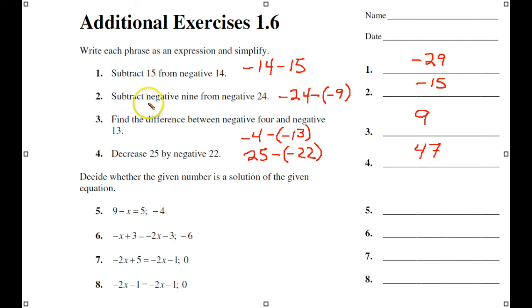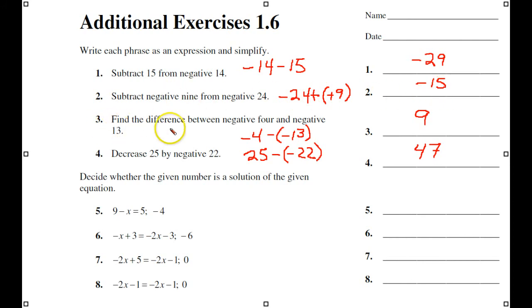Now here we're going to subtract a negative 9 from a negative 24. Well, there's a negative 24. There's, to indicate subtraction, a negative 9. Now notice when we do that, this becomes a positive, and our number reduces to a negative 15.